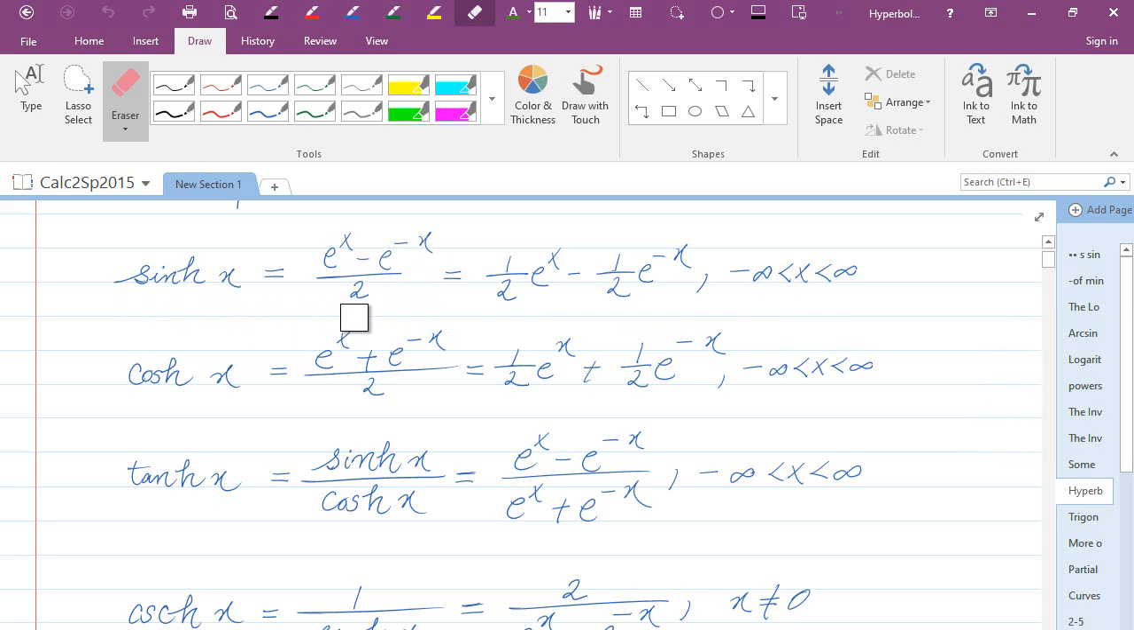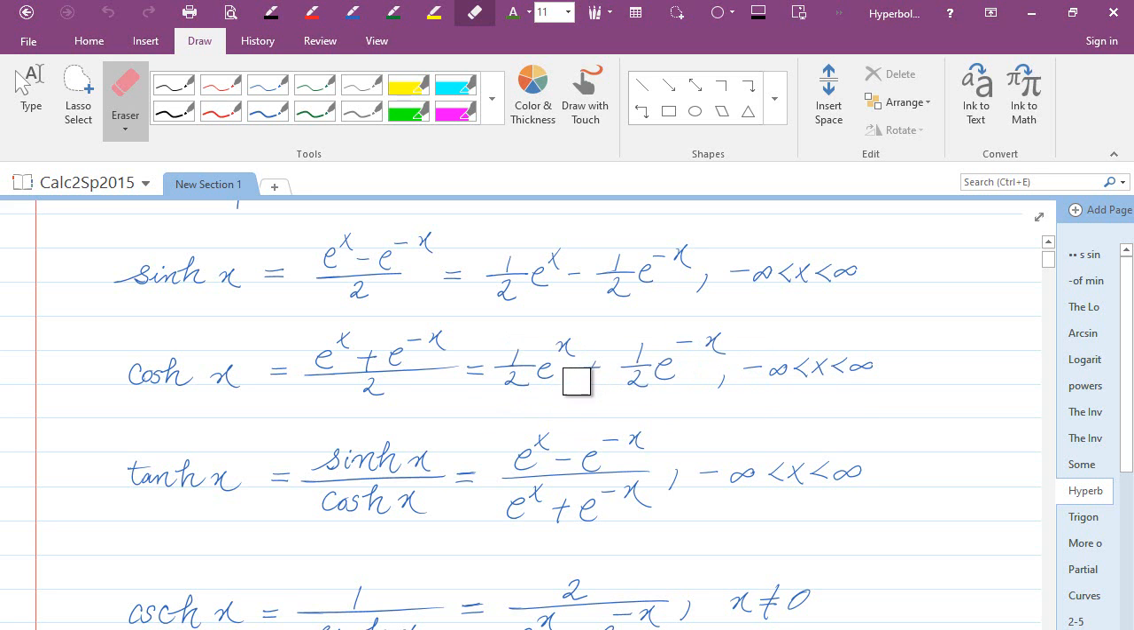e to the x minus e to the minus x over 2, which can be rewritten as half e to the x minus half e to the minus x. And the domain of this function is the set of all real numbers. The hyperbolic cosine function evaluated at x is equal to e to the x plus e to the minus x over 2, which again can be written as half e to the x plus half e to the minus x. And also the domain here is the set of all real numbers.